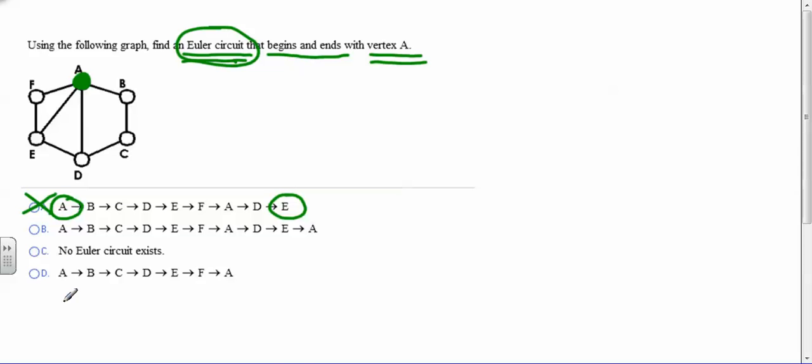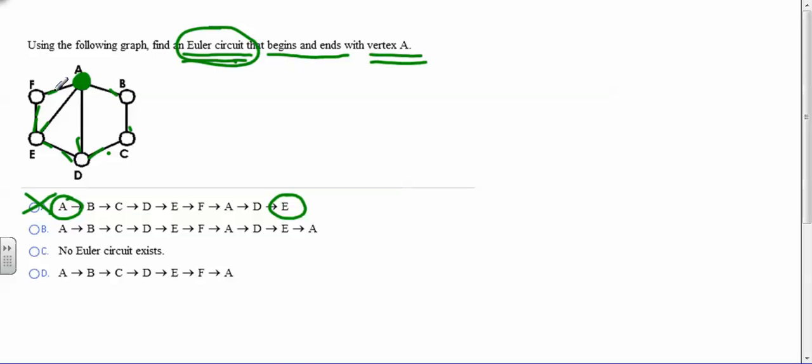Now, one thing you could do is look at the degrees of each vertex and see if we have any that are odd vertices or if they're all even. Now remember, if they are all even degree, then it would have an Euler circuit. So let's start with A. A has degree 1, 2, 3, 4. B has degree 1 and 2. C has degree 1 and 2. D has degree 1, 2, and 3. E has degree 1, 2, and 3, and F has degree 1 and 2.